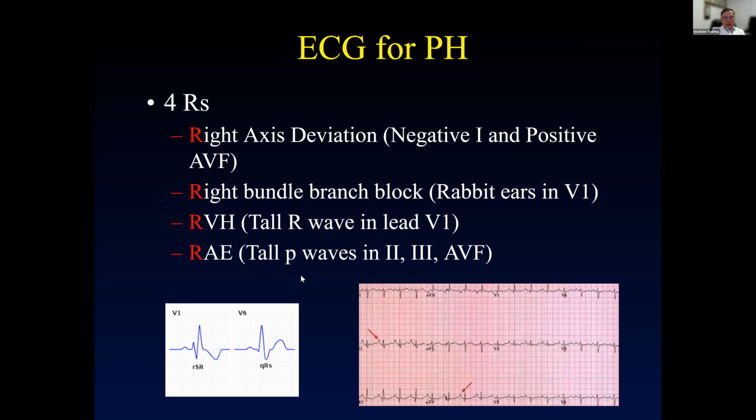Right atrial enlargement: because your RV dilates and hypertrophies, your right atrium as such is also dilated. So the EKG finding is a tall P wave, like this one in 2, 3, and aVF. So tall P wave in 2, 3, aVF, right axis deviation, right bundle branch block, and RVH are the 4 classic EKG findings for patients with pulmonary hypertension. If you see anything like that, refer the patient to a cardiologist or pulmonologist for evaluation.